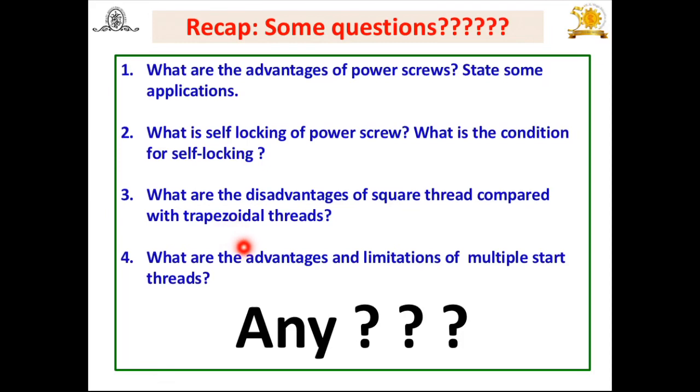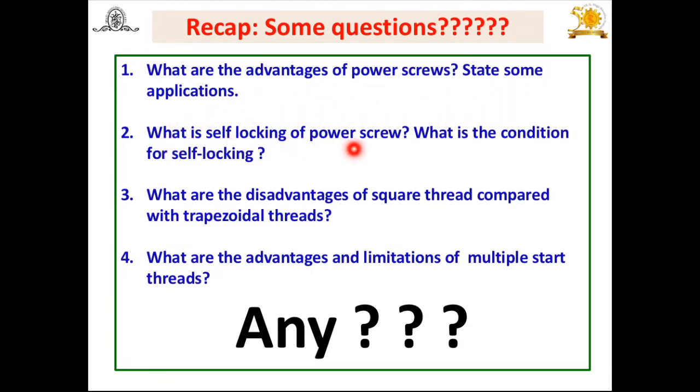Now a recap, with some questions based on this session; I have already explained some of them. What are the advantages of power screws? State some applications. The advantages are mechanical advantage, simplicity, economy, low manufacturing cost, and compactness. You can write these. Then some applications: screw jack, C-clamp, vices, punching machine, and many more you can write.